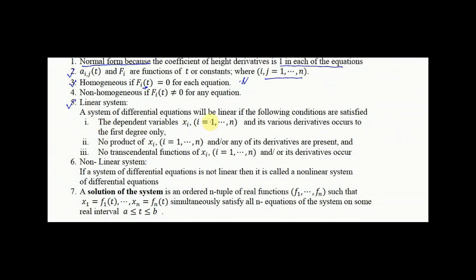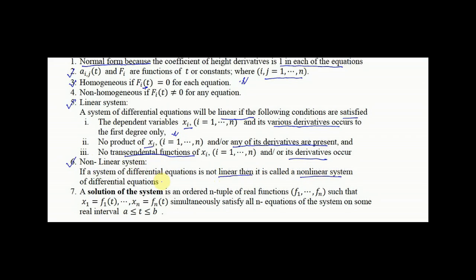A system of differential equations will be linear if the following conditions are satisfied. The dependent variable x_i and its various derivatives occur to the first degree only. No products of x_i and/or any of its derivatives are present, and no transcendental functions of x_i and/or its derivatives occur.